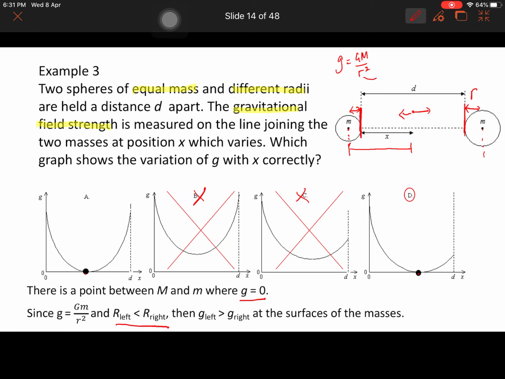Then since my radius for the right hand side is greater than the radius for the left hand side, this tells us that if R is bigger, that means my G on the left hand side must be smaller. Sorry, G on the left hand side must be greater, because our R is smaller. So look at this, G over here must be greater than the right hand side. So it cannot be such that my G on both sides are the same. So A is wrong.